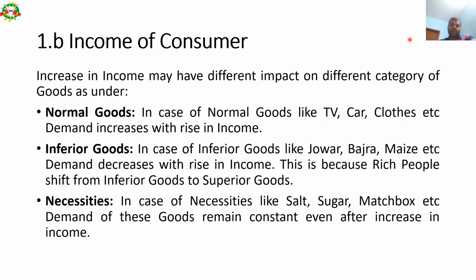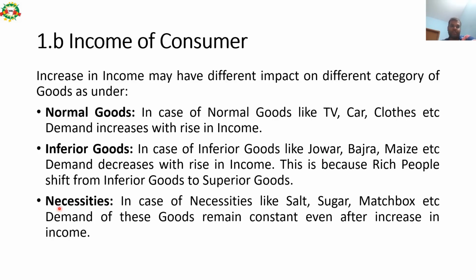Income of consumer: increase in income may have different impact on different categories of goods. In case of normal goods like TV, car, clothes, etc., demand increases with rise in income. Please note down, in case of inferior goods like jowar, bajra, maize, etc., demand decreases with rise in income. This is because rich people shift from inferior goods to superior goods. People would like to buy wheat or rice as their income increases. They do not like to buy jowar, bajra, maize.